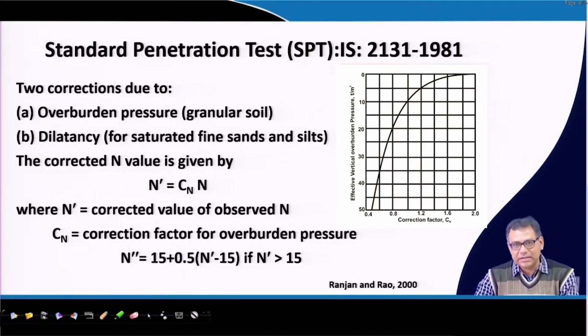And then once you get this N value, the collected soil sample will be taken to the lab and you do the tests. But this N value is very important for us, because we will use this N value to determine the soil properties by using different correlations.